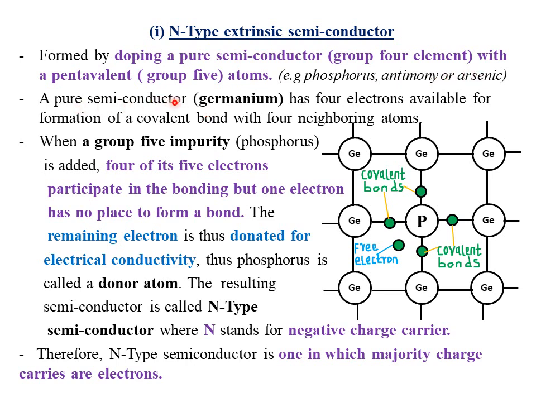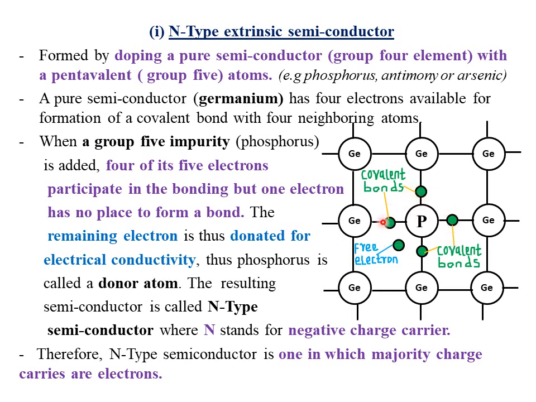Now, a pure semiconductor, for example germanium or silicon, or what we simply call the group 4 elements, usually has 4 electrons available for the formation of covalent bonds with 4 neighboring atoms. When a group 5 impurity, or what we are calling a pentavalent atom, for example phosphorus, is added, 4 of its 5 electrons participate in the bonding, but 1 electron has no place to form a bond. For example, in this case, we are using phosphorus, which is represented by a capital P. Of course, phosphorus is a group 5 atom. Therefore, it has 5 valency electrons.